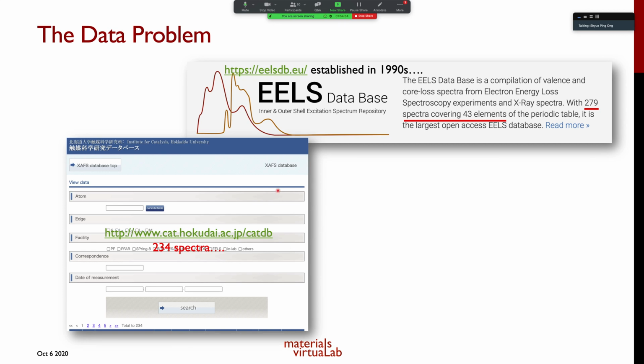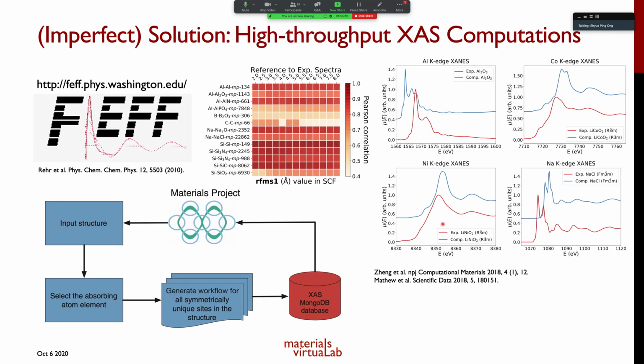So I show you two examples here. The first example is the ELSIE, which was established in the 1990s. Now, this is just from their website recently. You notice that even today, they only have close to 300 spectra, and they cover about 43 elements of the periodic table. Now, there's also this resource at Hokkaido University, Japan. This is mainly catalysis data, and they have about 234 spectra. So this quantity of data is nowhere close to the amount that we need to train a reliable machine learning model. So our solution to this is to first solve the data problem.